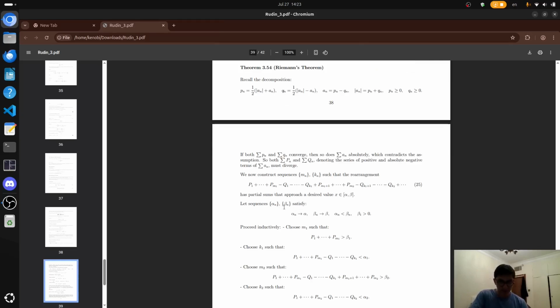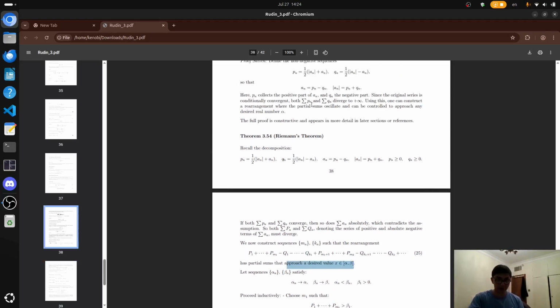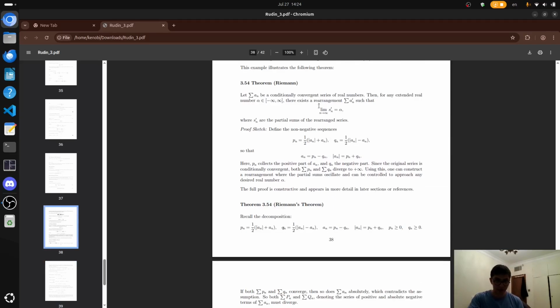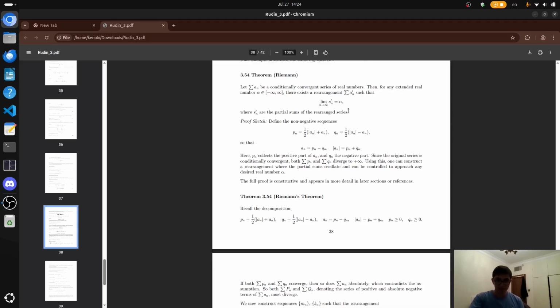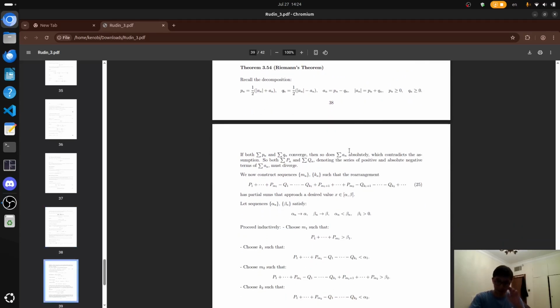So we now construct sequences mn, kn such that we take the first positive terms to m1 and then first negative terms to k1, subtracting them, and then etc., etc. Has partial sums that approach a desired value x and ab. So that satisfies basically the limit over here, right? Because you can make it approach some value over here. You can make it approach lim infimum of Sn, which gives you alpha, and lim supremum of Sn, which gives you beta. Basically what you're doing. Sn prime, actually.